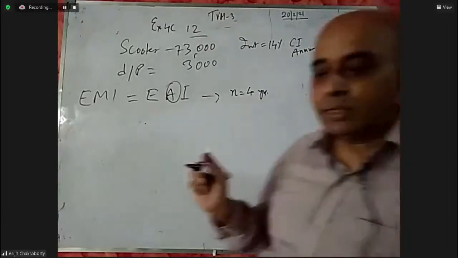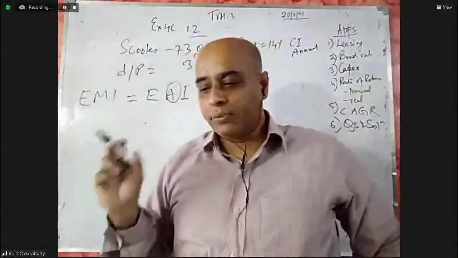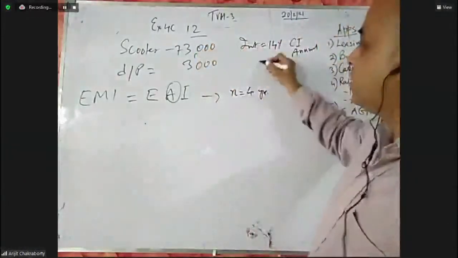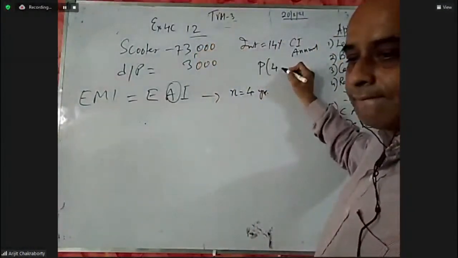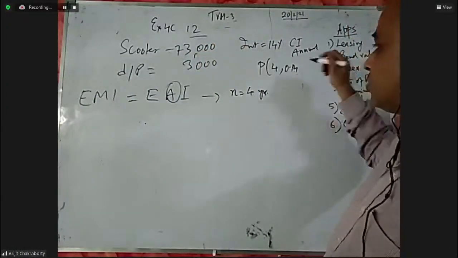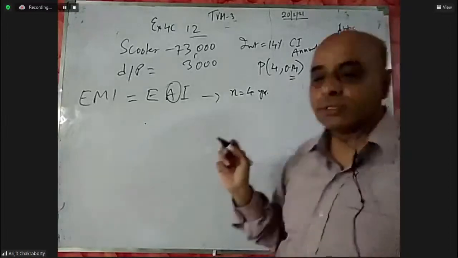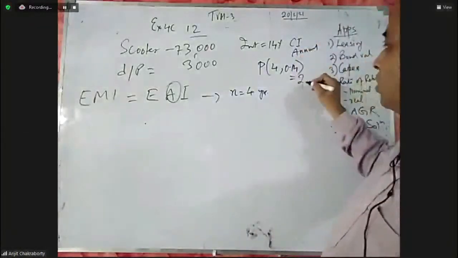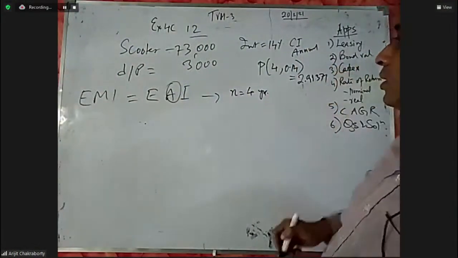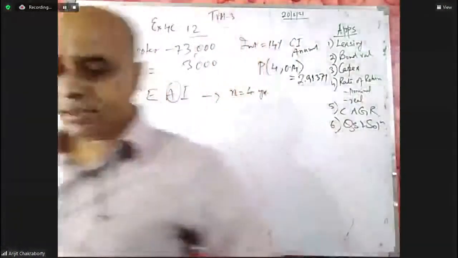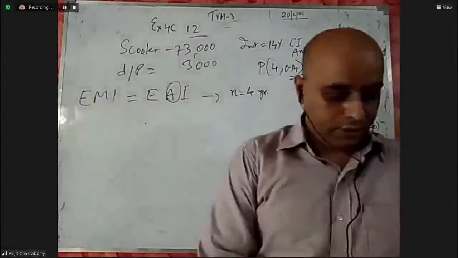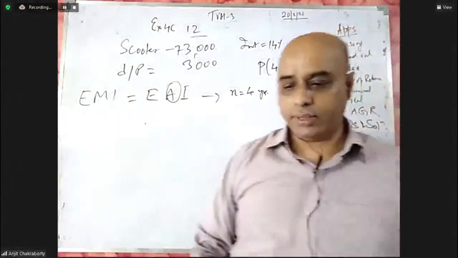Okay, and you are given the annuity factor, and the factor is given as P4, 0.14. That means for 4 years at a rate of 0.14, that is 14%, the factor is 2.91371. So let us see what to do in this case. Now, let us see the question once again.